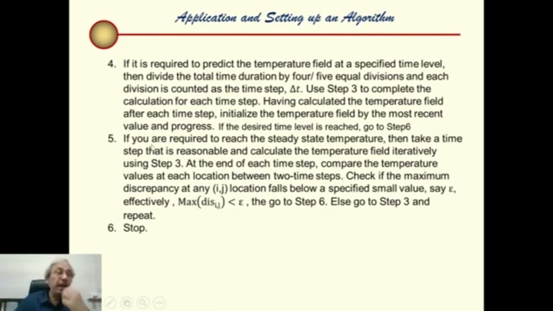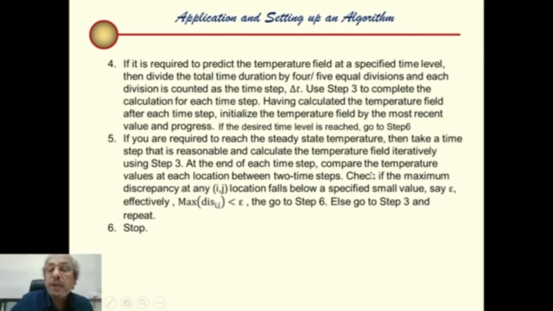Some problems, such as a cooling problem, you define a little differently. Instead of knowing the temperature after some given time, you want to reach a steady state temperature. In that case, take a time step that is reasonable, because here you have no restriction by stability. You can take larger time steps, but this cannot be too large a time step either. I'll discuss this point later. Even though there is no restriction, we cannot arbitrarily take a very large time step. So take a reasonable one, and calculate the temperature field iteratively using step 3.